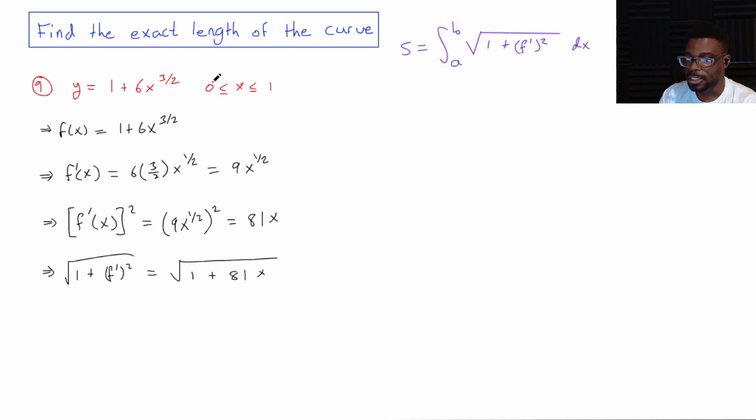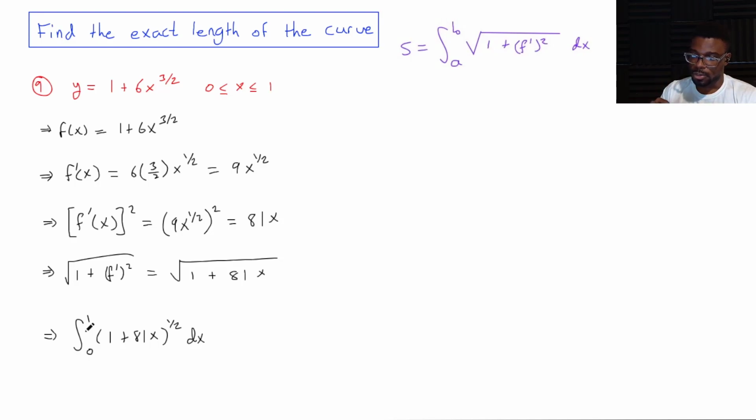So our point A is x is equal to 0, and our point B is x is equal to 1. So we're going to write our arc length as the integral from 0 to 1 of the square root of 1 plus 81x. Now, instead of writing the square root symbol, I'm just going to raise this to the power of 1 over 2. Right, so I'm going to write it as a power function. And the reason I'm writing it this way is so that when I apply the power rule to this integral, it's a little bit easier to see the process that I'm doing.